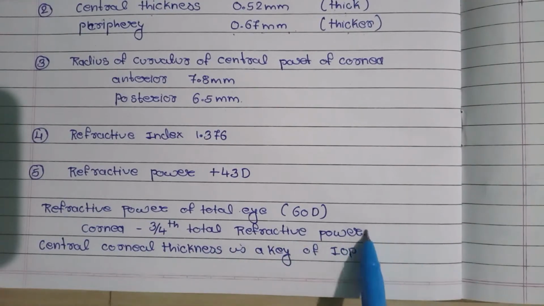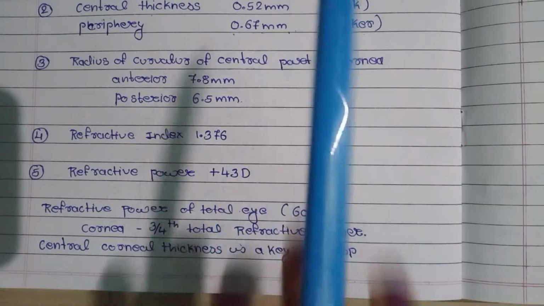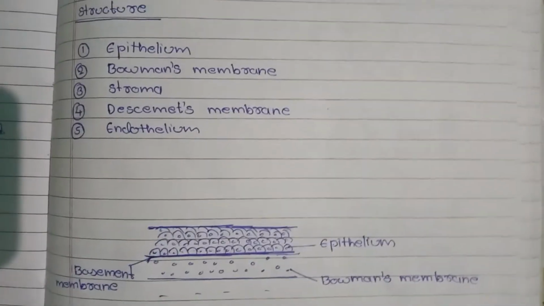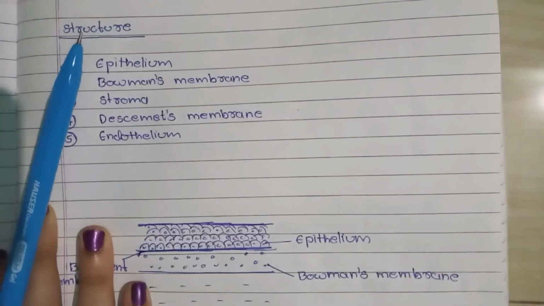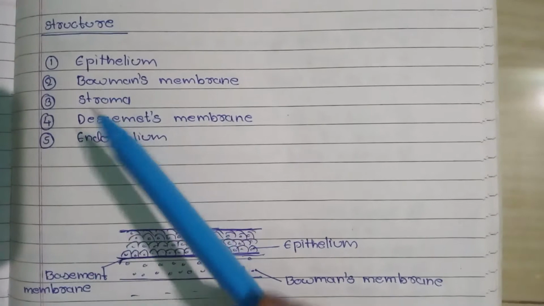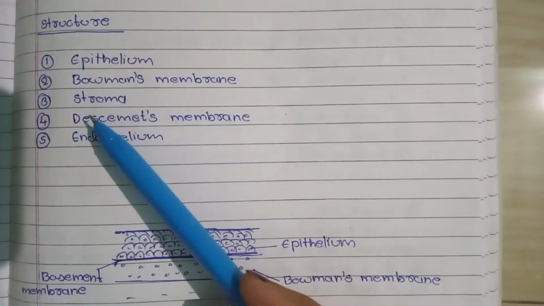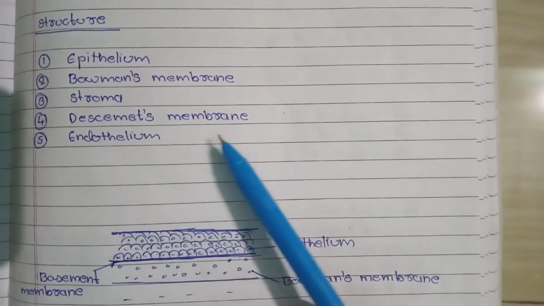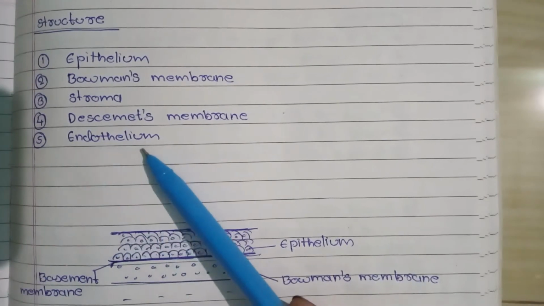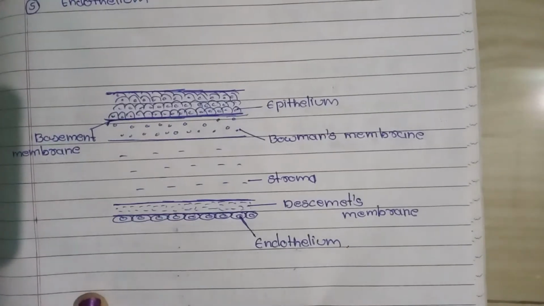Now we are going to see the structure of the cornea. There are 5 layers of the cornea. First is the epithelium layer. Second is the Bowman's membrane. Third is the stroma. Fourth is the Descemet's membrane. Fifth is the endothelium. Here I have drawn the diagram.